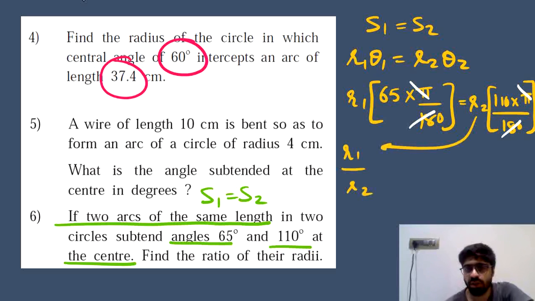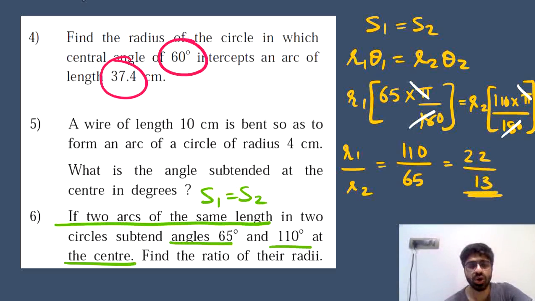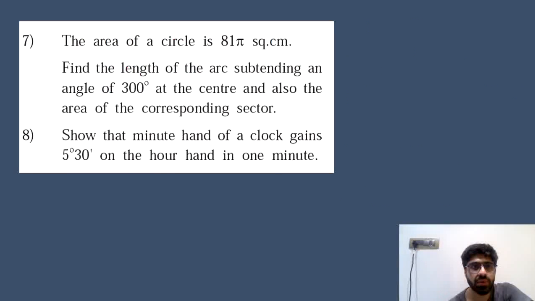You're bringing that R2 in the denominator of the left. So R1 upon R2 would be, on the right you have 110 divided by 65. So 110 upon 65, that would be what? 22 upon 13. And yeah, that's the ratio of radii of the two circles. So that's the answer for question number 6. Let's go ahead with the seventh one.